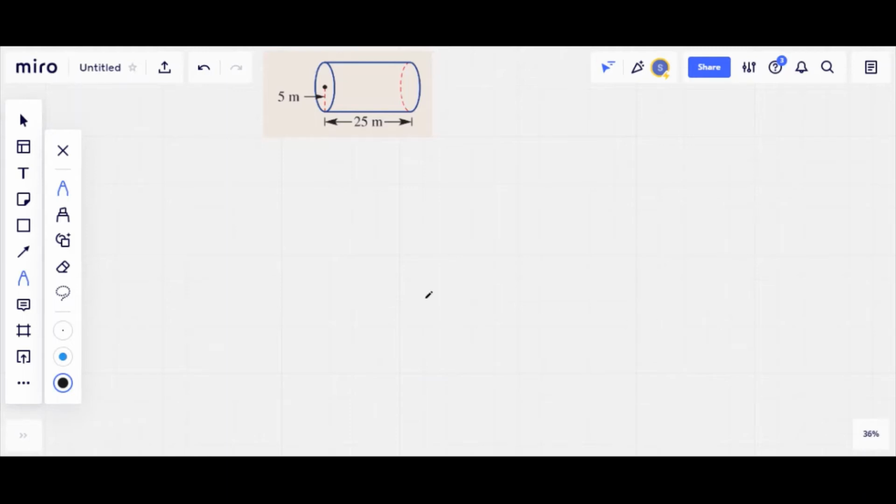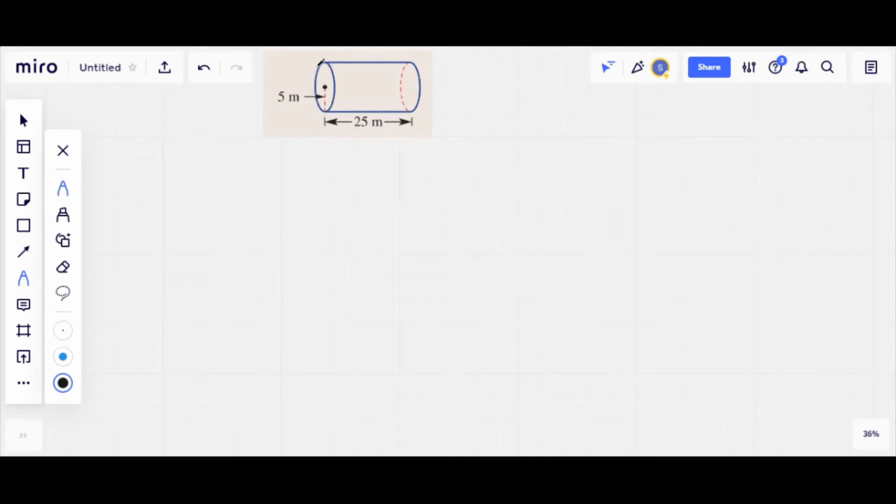So in this video, we're going to look at finding the total surface area of this cylinder we have here. We can see that the cylinder has a radius of 5 meters and a height of 25 meters. When we think about total surface area, we have to find the area of every shape on that surface. That's why it's called the total surface area.